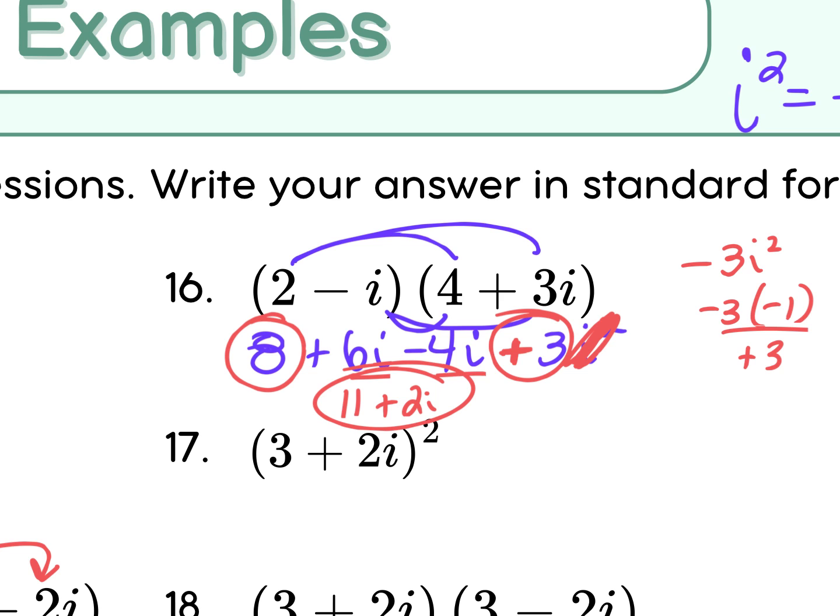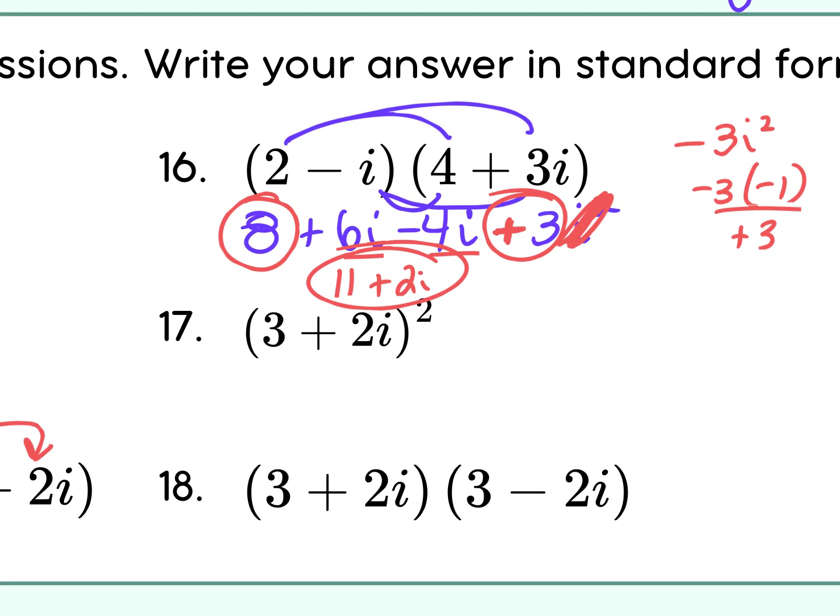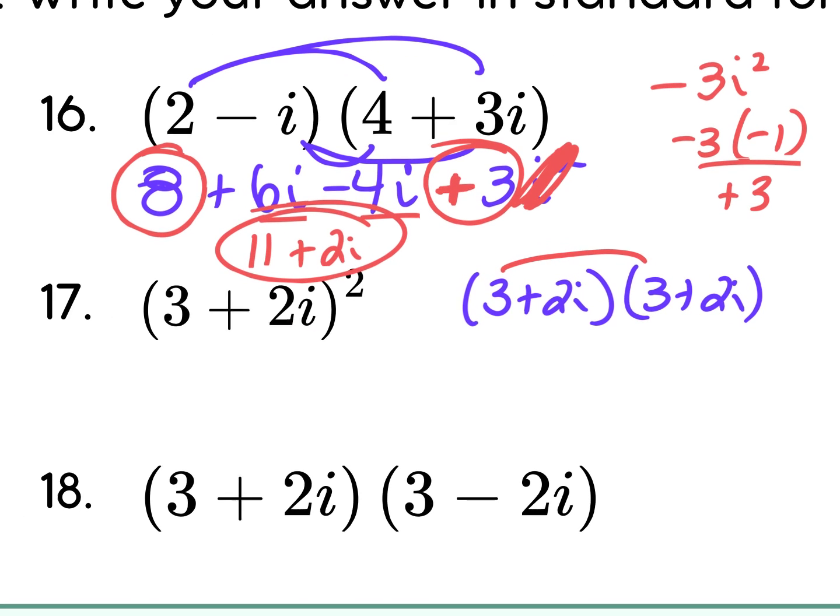2 more little things and we're done. What is 3 plus 2i quantity squared? What does that really mean? Timesing it by itself. Very good. So it's 3 plus 2i times 3 plus 2i. So let's FOIL, guys. 3 times 3 is 9. 3 times 2i plus 6i. 2i plus 3 plus 6i. And 2i times 2i plus 4i squared.